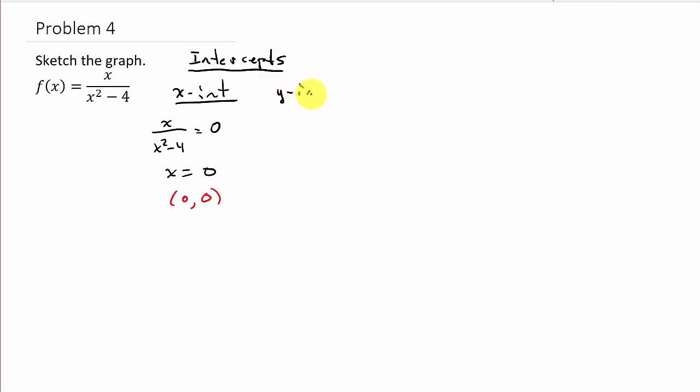Now we need the y-intercept. In order to find the y-intercept, we simply evaluate the function at 0. And of course, that'll give us 0. We had it down here, the x-intercept is 0, 0. That's not going to always be the case. It just is in this one. So our y-intercept is 0, 0.